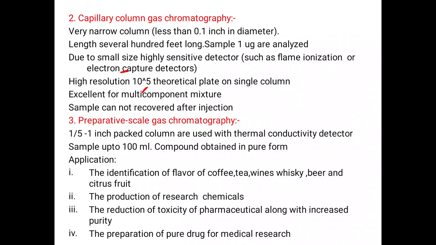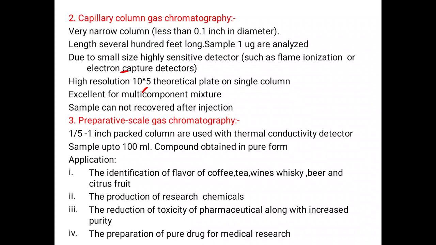The third one is preparative scale gas chromatography. In this, the analytical chemist can analyze large samples. Large bore packed columns of 1/5 to 1 inch are used with thermal conductivity detectors, and the sample can be up to 100 ml. The analytical chemist uses the trapped fractions for identification when the mixture components are unknown.